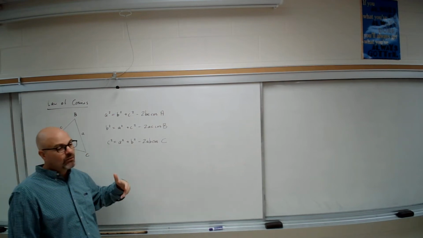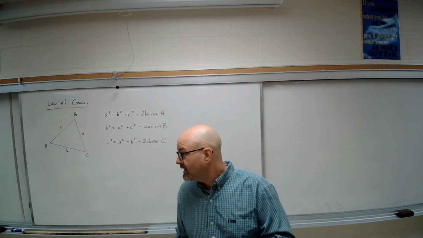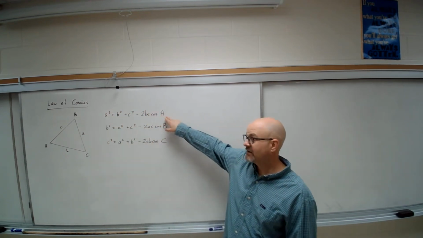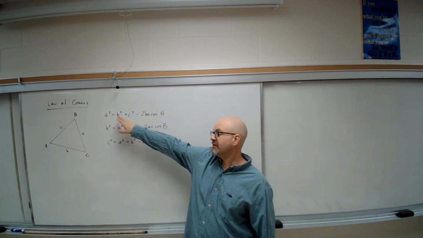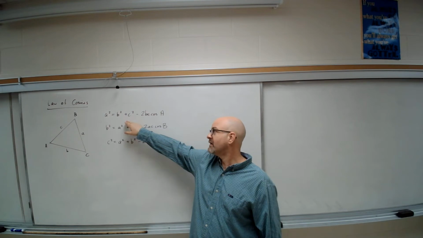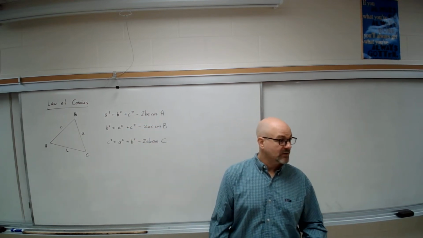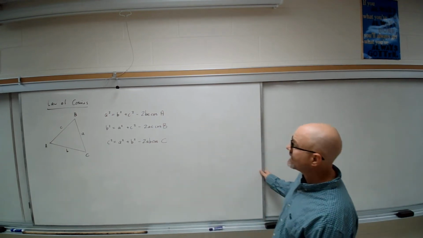Okay, so don't think of it as 3 completely different formulas. Just realize that whatever side is by itself here, it's going to be the opposite angle over here. You're going to use the other 2 sides squared added together and then subtract 2 times those 2 side lengths. So that's how we're going to apply that. So let's go ahead and take a look at an example.